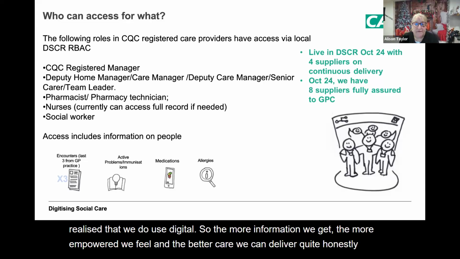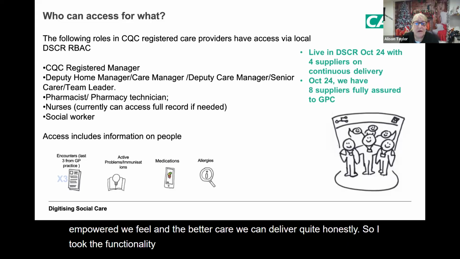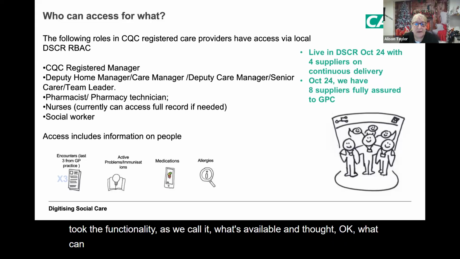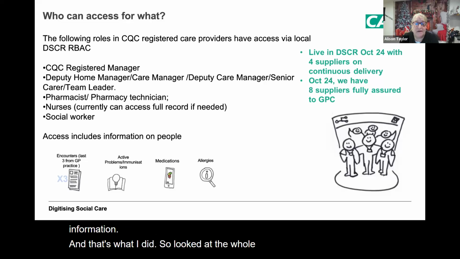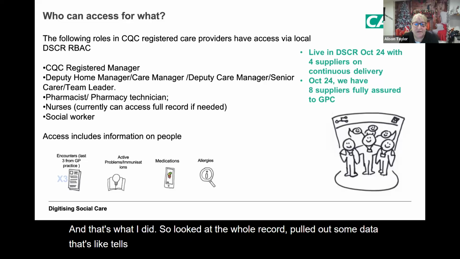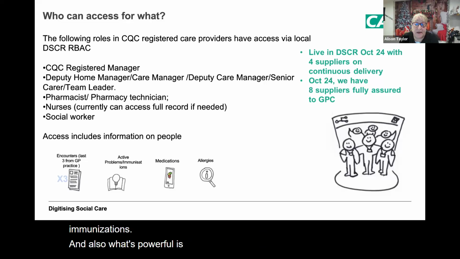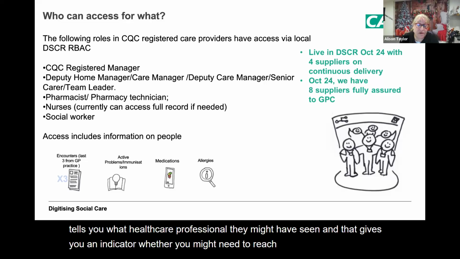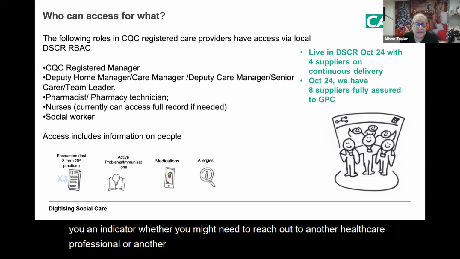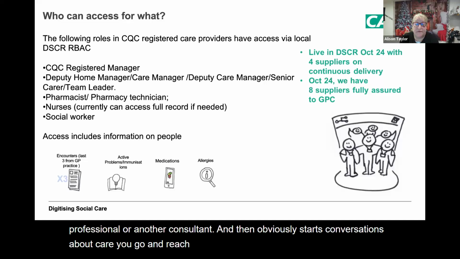So I took the functionality, as we call it, what's available, and thought, okay, what can we do to make people's lives easier and just give them a basic set of information. And that's what I did. So I looked at the whole record and pulled out some data. That slide tells you what you get: medications, allergies, problems, immunisations. And also what's powerful is the last three encounters from the GP, because it tells you what healthcare professional they might have seen. That gives you an indicator whether you might need to reach out to another healthcare professional or another consultant, and then obviously starts conversations about care, where you go and reach out to other peers and get that information.